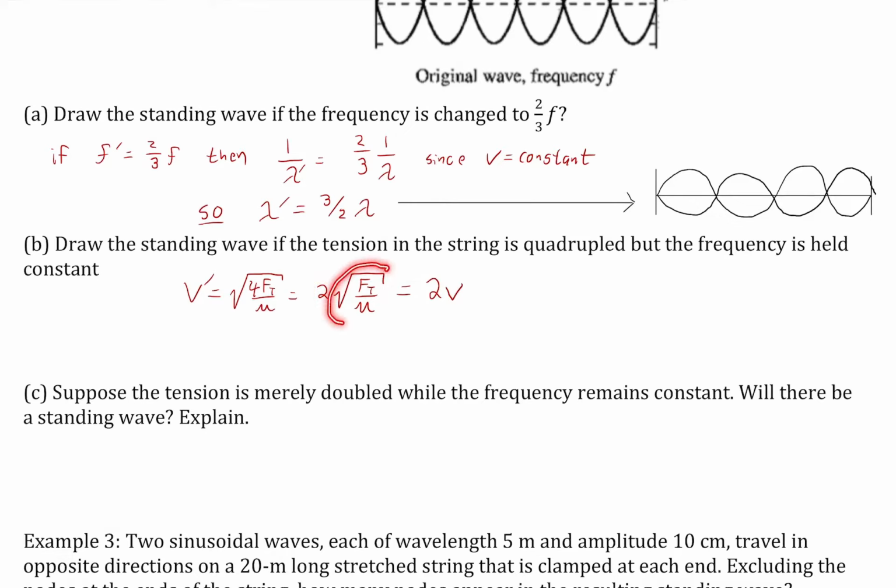And then this square root is just the original velocity. So that's telling us that the new velocity is actually twice the original velocity. So in other words, tripling the tension doubles the wave speed.